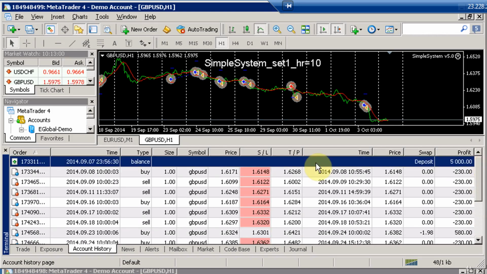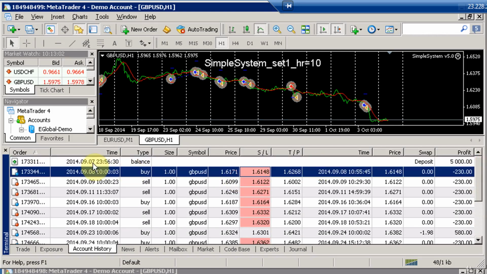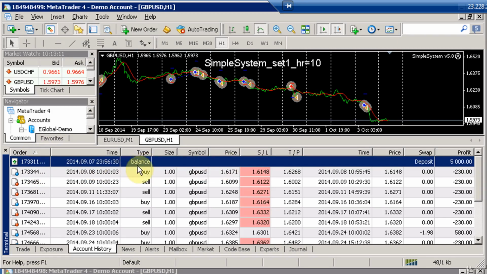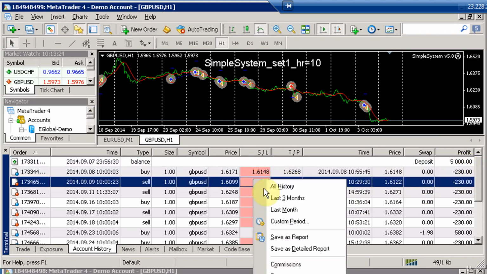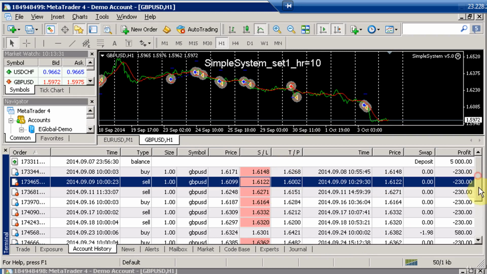And a good checking point for this is if you look at the very top, if the trades are sorted by the order number or by the time they were created, at the very top you should see a deposit onto your account. That was the initial deposit onto your demo account, or if it's a real account, onto your real account. So that's a good control point. Sometimes if it's not set to last month, it might be set to last 3 months or to a custom period. So just make sure you click all history so you are seeing all of the trades.